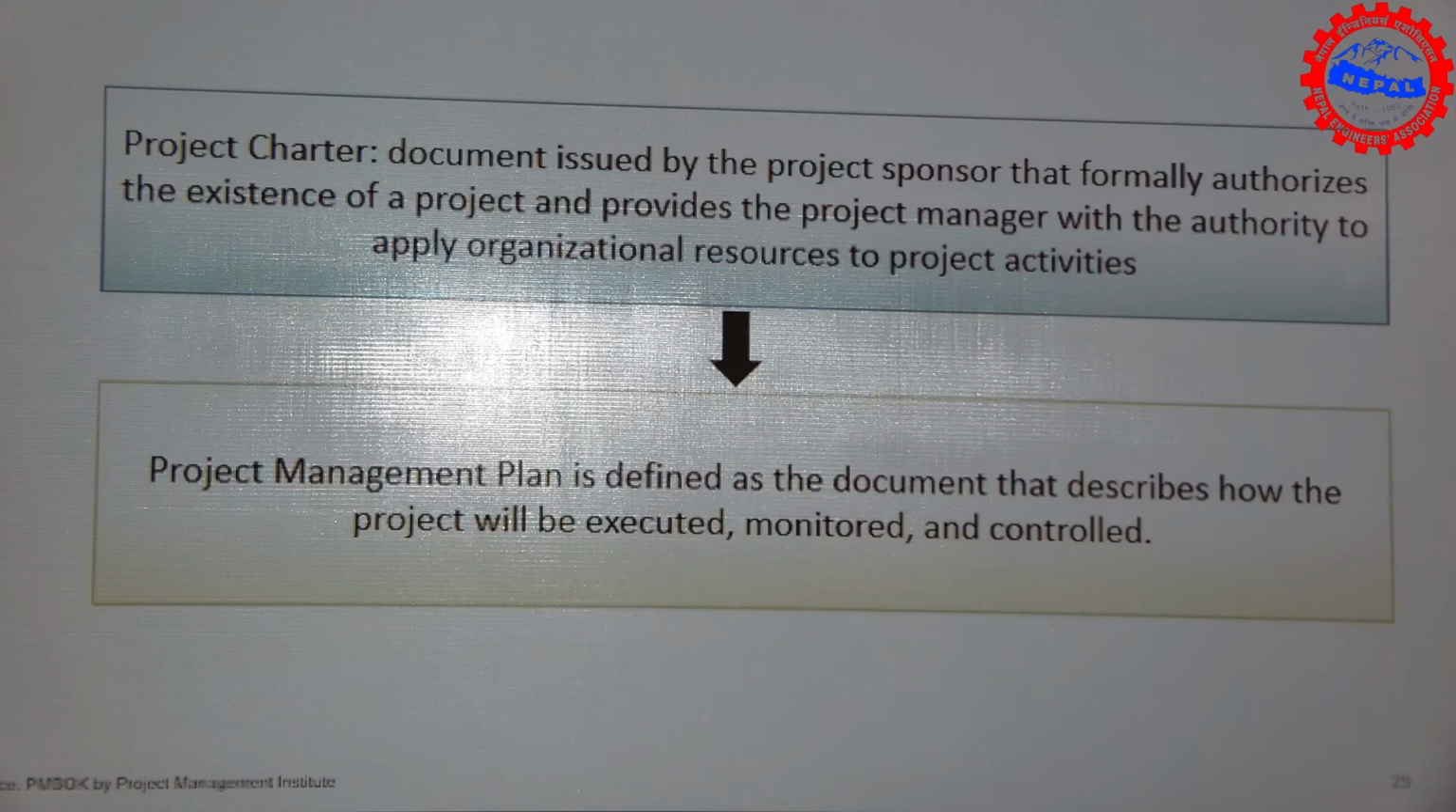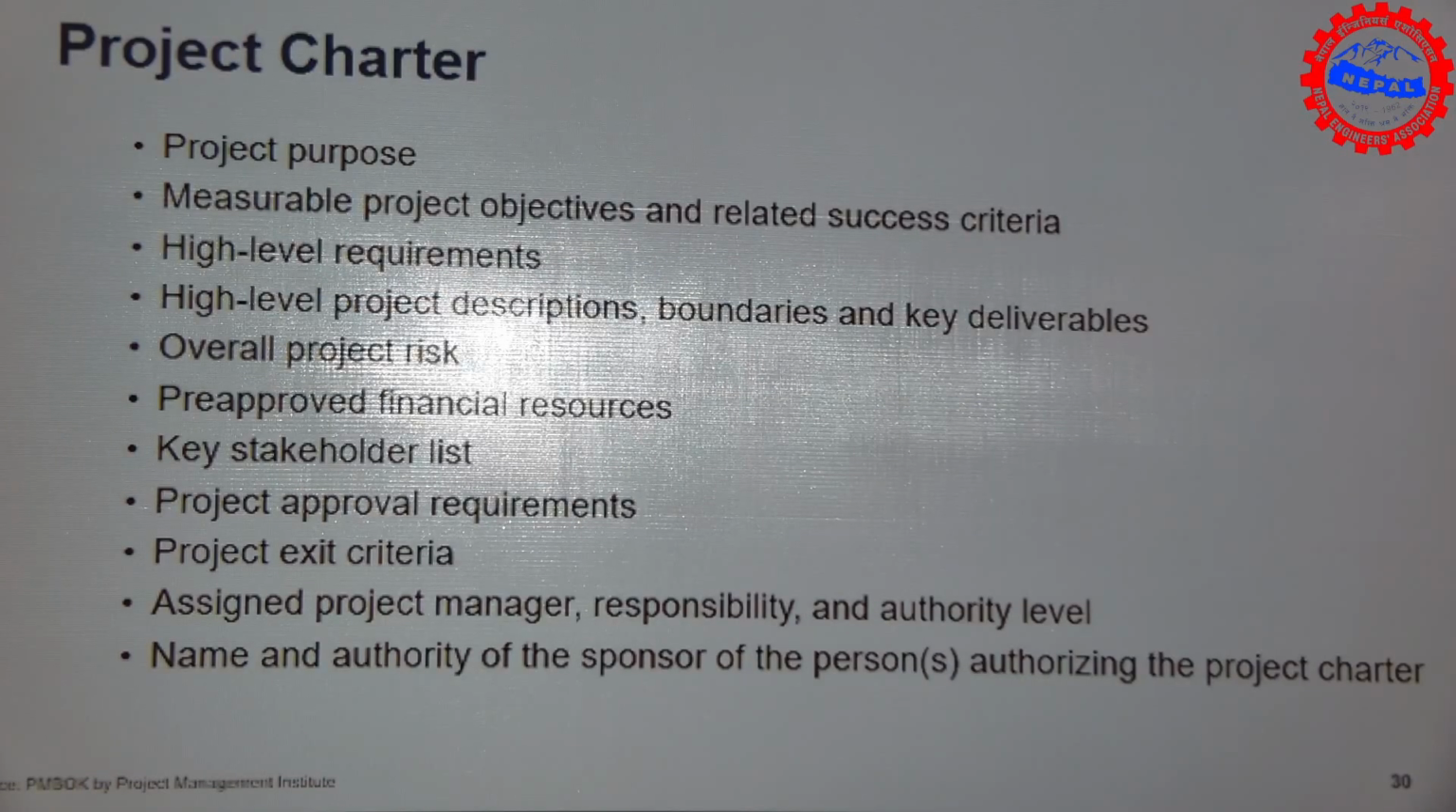So try to think here, what documents, how many documents or information are available, which is the terms of reference you're talking about when you're making a new project. The purpose of the project: when you're reporting any project, what is the aim, the purpose? Measurable project objectives and related success criteria, already defined. How can you measure them? High-level requirements and the project description, boundary, and key deliverables. Boundary is all about the scope.